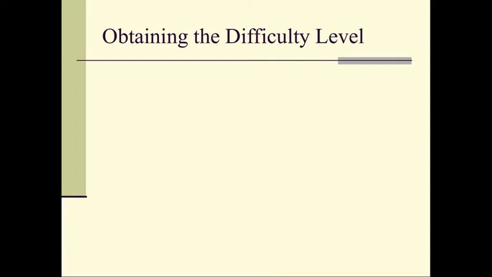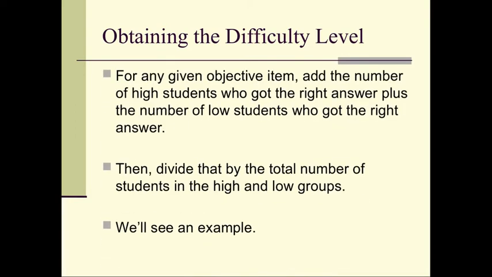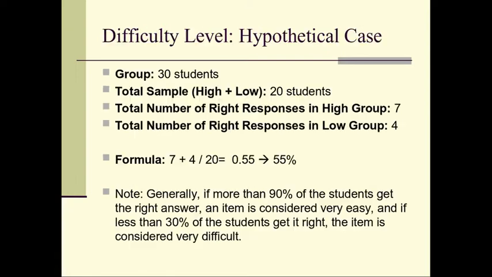So, how do we obtain the difficulty level? For any given objective item, add the number of high students who got the right answer plus the number of low students who got the right answer. Then divide that by the total number of students in the high and low groups. We will see an example.